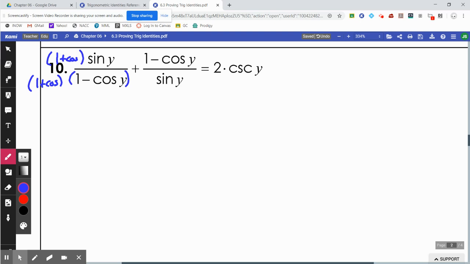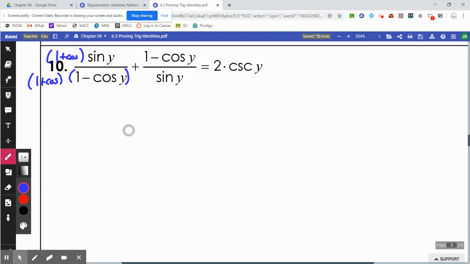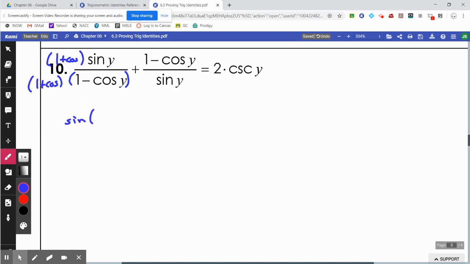Now, again, it might work, it might not work. Let's see. So on top we have, and I'm going to leave it as, sine times 1 plus cosine. I'm not going to distribute it quite yet, and you'll see why in just a second. On bottom you have conjugates. Multiply them, you get 1 minus cosine squared. Now, to save myself from rewriting this, we know that 1 minus cosine squared is sine squared. So over here I have plus 1 minus cosine over sine. Now I can find a common denominator, which is going to be sine, by multiplying top and bottom by sine.